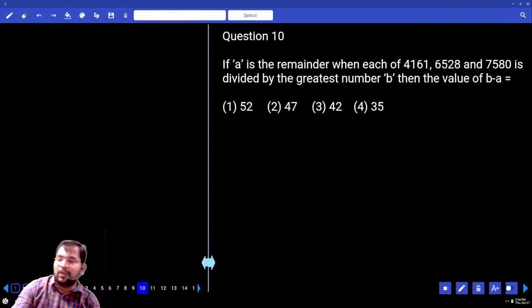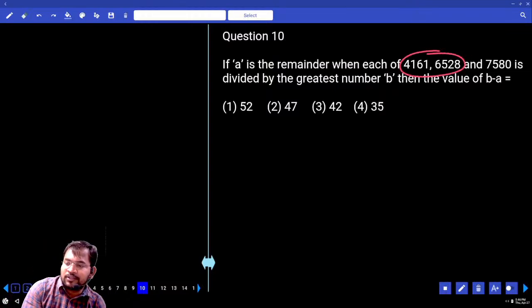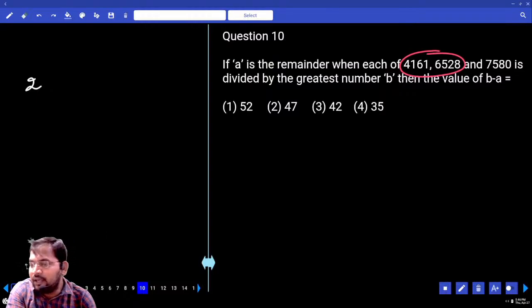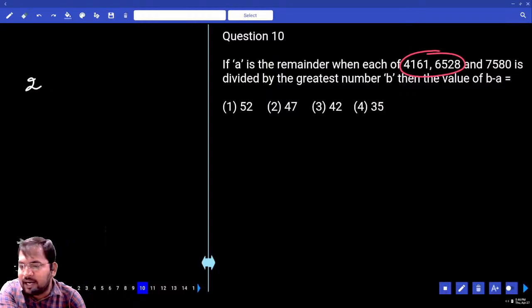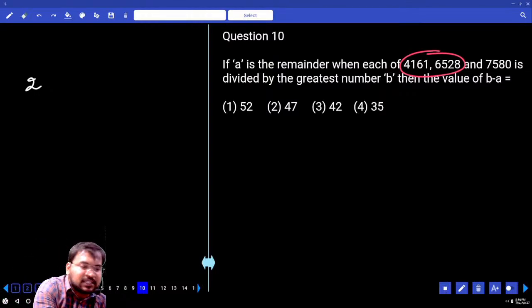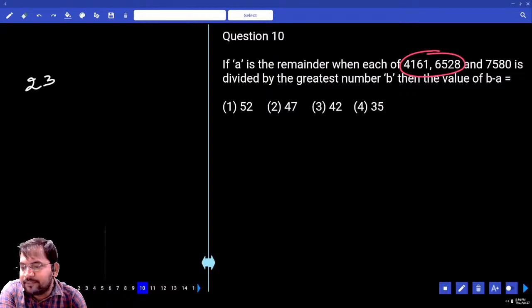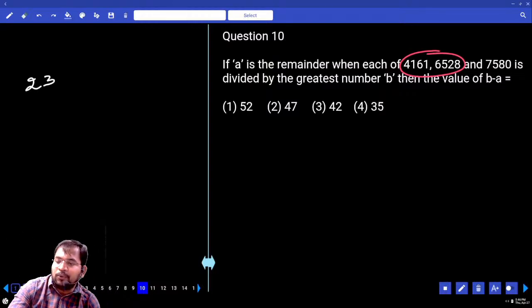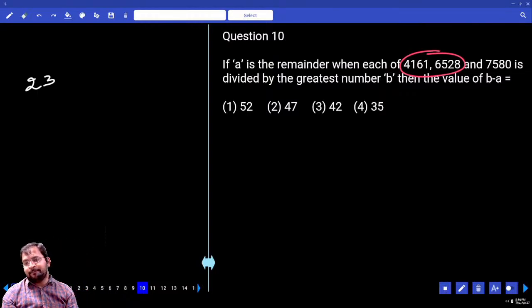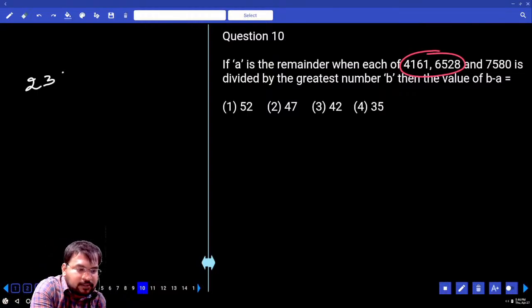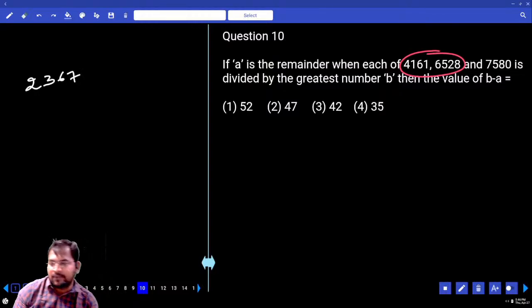See here, first two numbers difference. Tell me. 6,000 minus 4,000, the difference is 2,000. 500 minus 100 is 400, but it's not possible to subtract 61 like that. 128 minus 61, the difference is 67. So 2367.